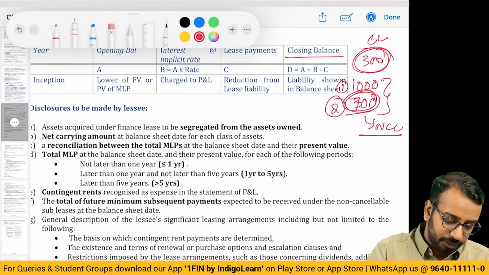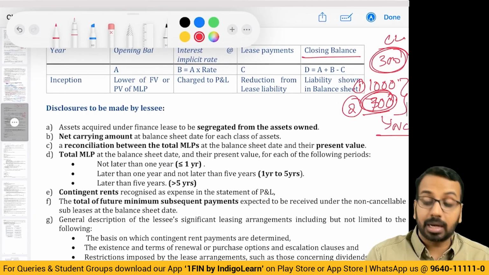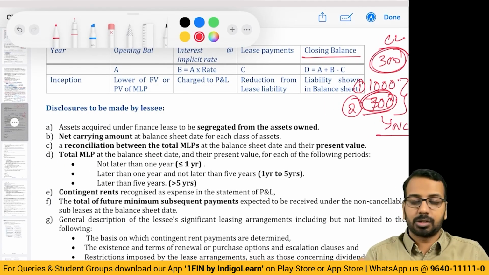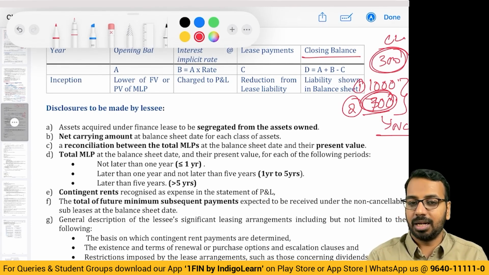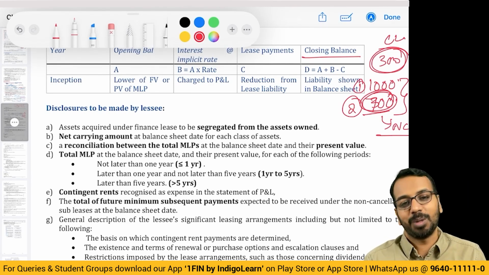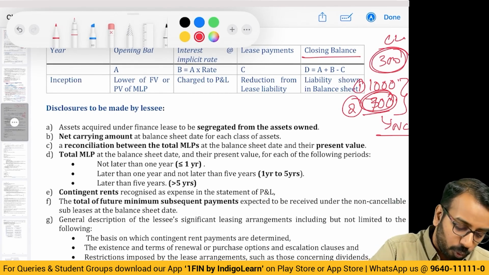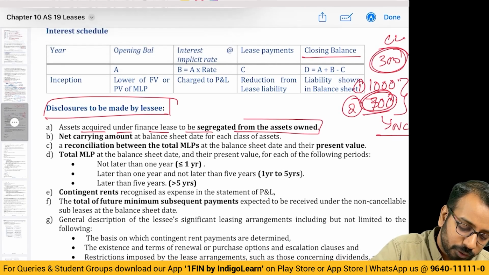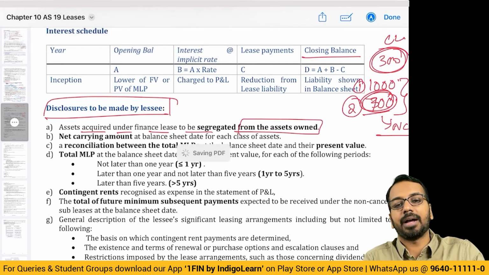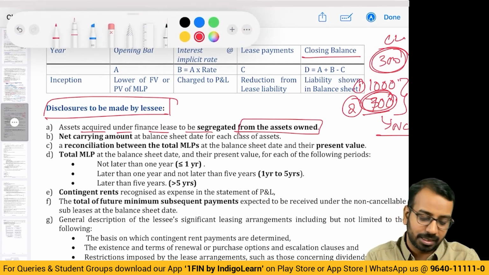Now here, this is what I would want you to remember. I will discuss this, but you have to remember, disclosures are something you can understand logically, but a lot of these have to be remembered, right? What are the disclosures to be made by the lessee? Asset acquired under finance lease to be segregated from assets owned. So first thing is you have to segregate assets on finance lease and other assets.